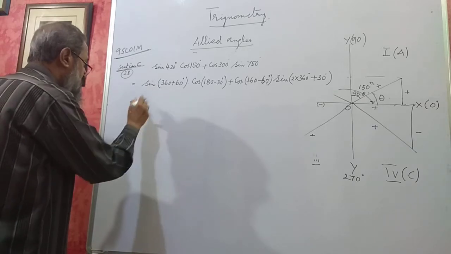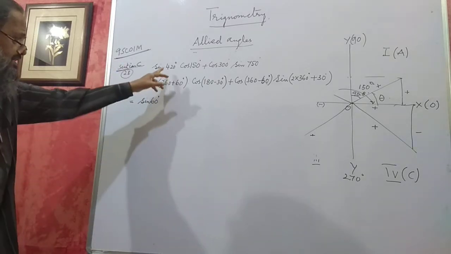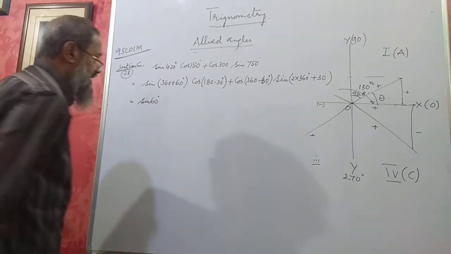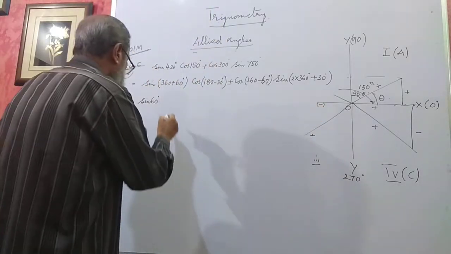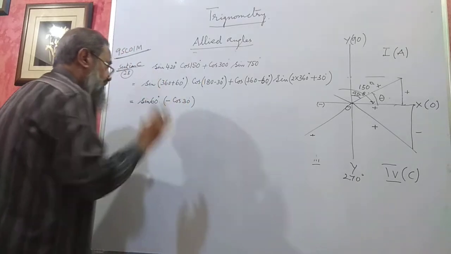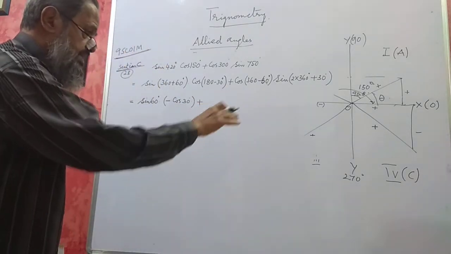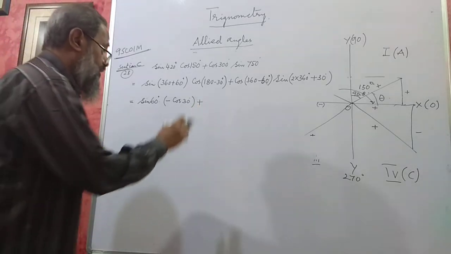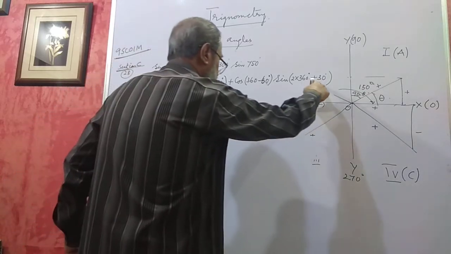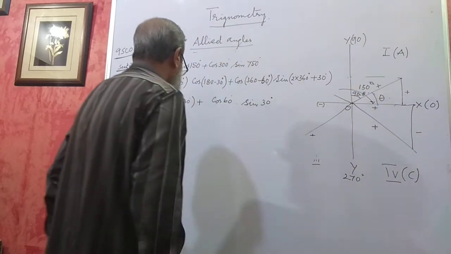Now this becomes sine 60. It is positive because it is in first quadrant. 360 plus 60 degree means it is in first quadrant. So sine 60 into cos 180 minus 30, which is in second quadrant. Cos is negative there. It will be cos 30 only, plus cos 360 minus 60, that is in fourth quadrant, cos is positive, it will be cos 60 degree, into sine 750, which is in first quadrant, it has come two rounds, 360 and again 360 and a 30 degree. So it will be sine 30 degree.